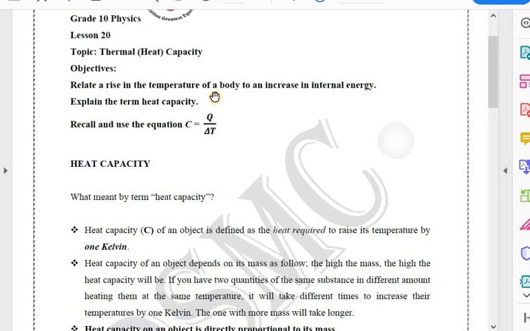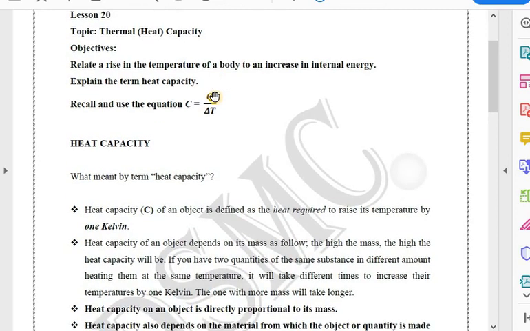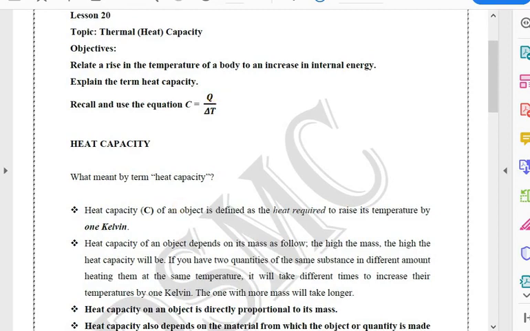Okay, so just look at these objectives. If you want to look up what heat capacity is, just look it up before we continue.